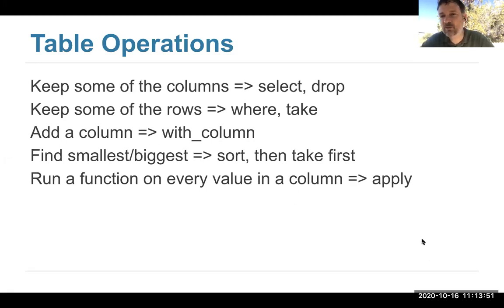What's the difference between take and where? Where lets you select rows by some criterion. Like, give me all the rows where the age is less than 15. You'd use where for that. Take lets you select rows by the row number. Give me the first and second row in the table. Dot take would do that. You'd say dot take zero, make an array with zero and one in it.